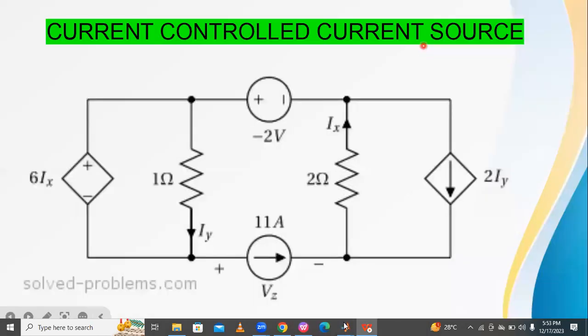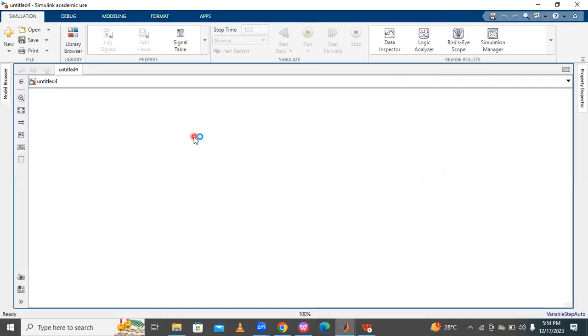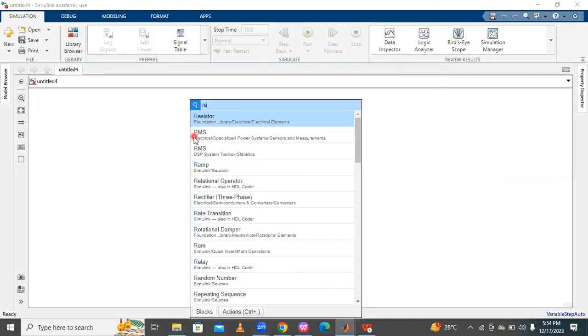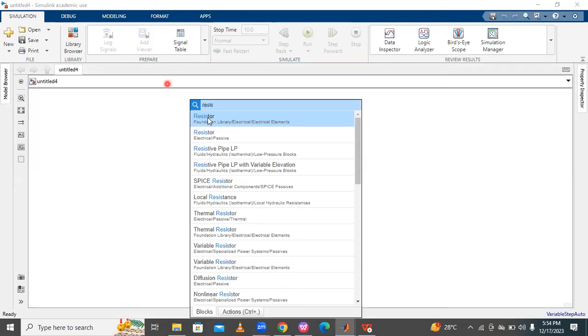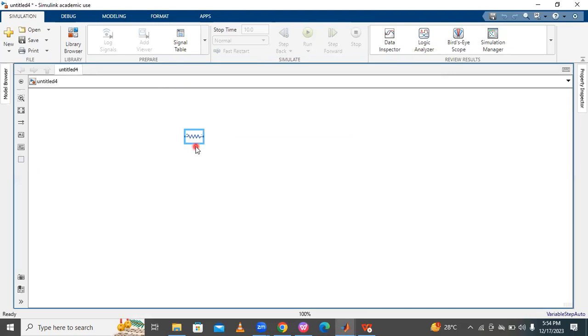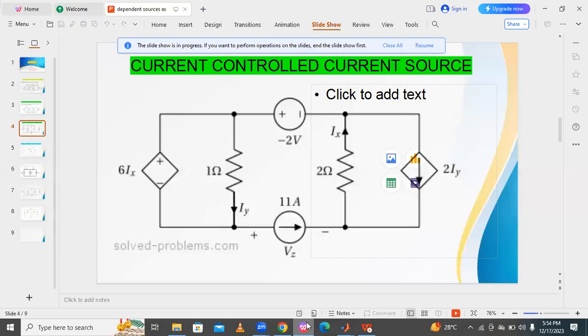First, how many resistors? 2 resistors are required. Place a resistor here as a controller, and place another here. Here also these 2 resistors, no? Okay, like this. The 2 resistors are done.